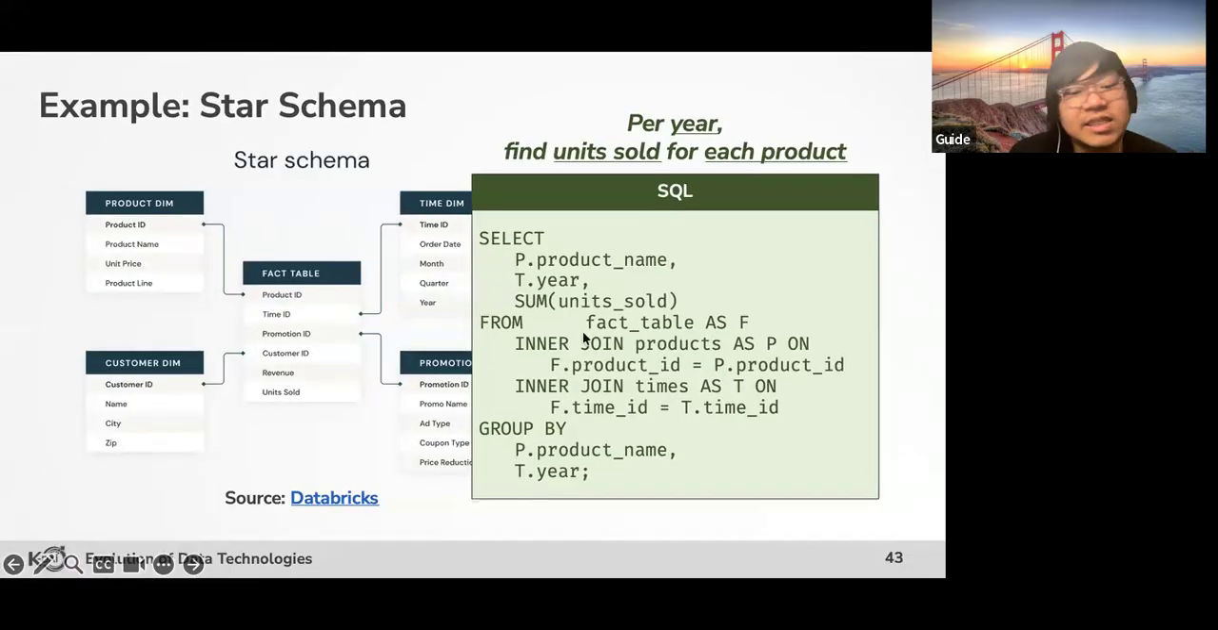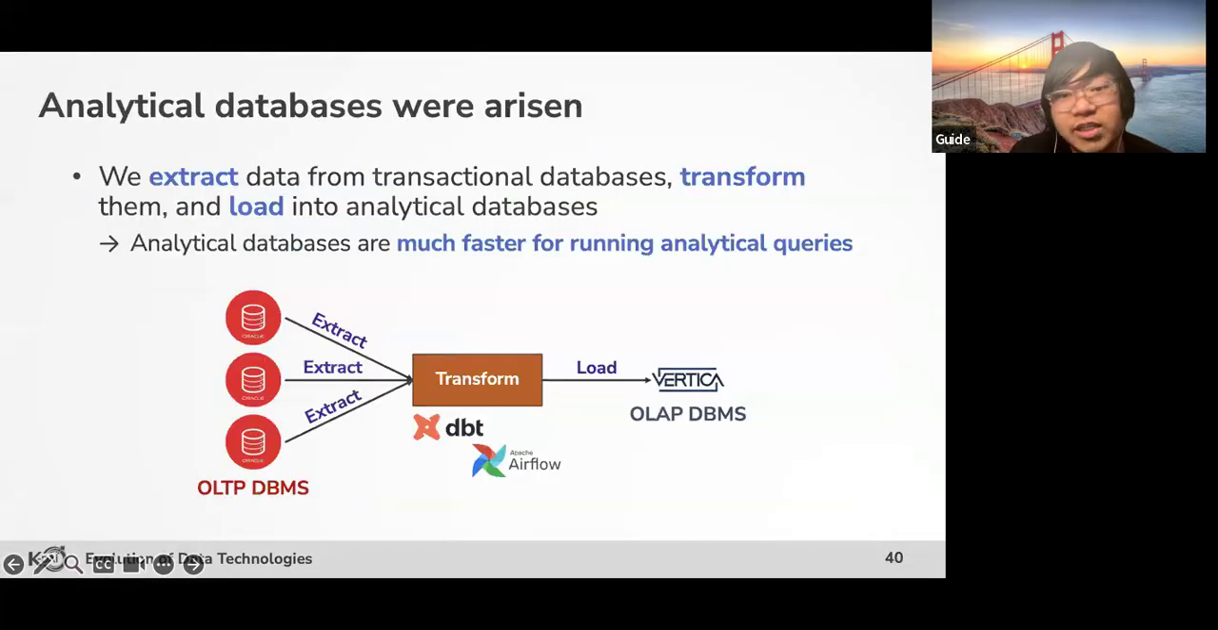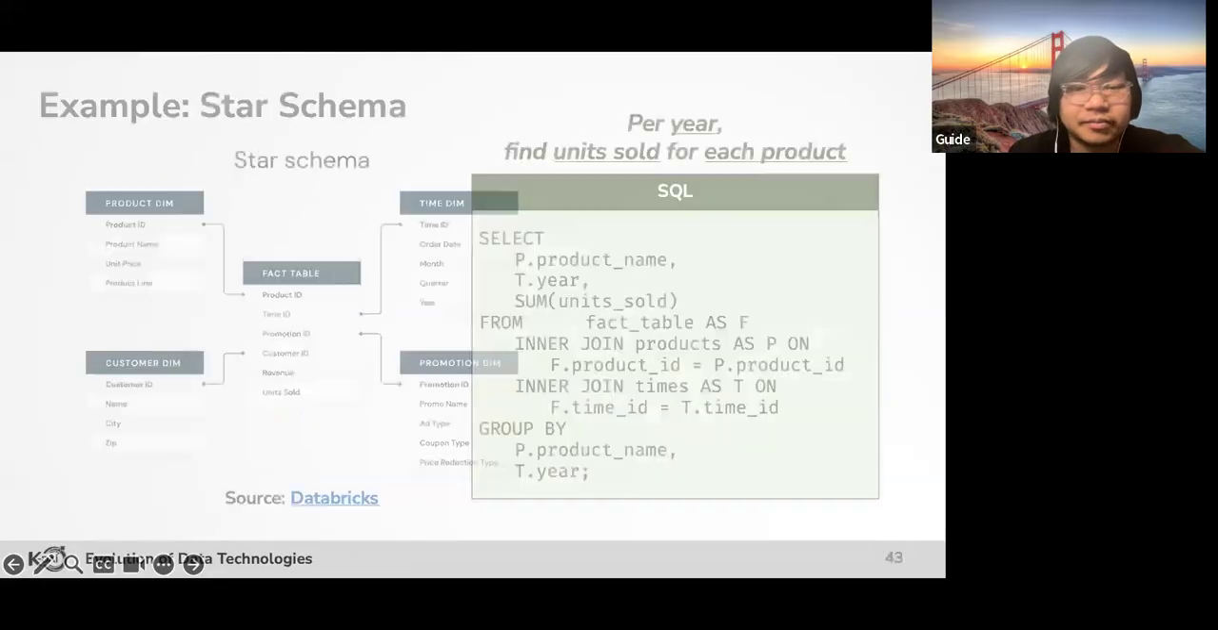So this is why, when people build analytical systems, the OLAP systems here, they usually design their own star or snowflake schemas, so that when they perform data analytics, it is much faster, right?